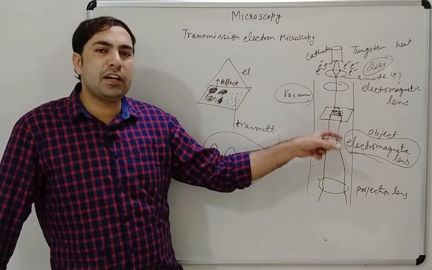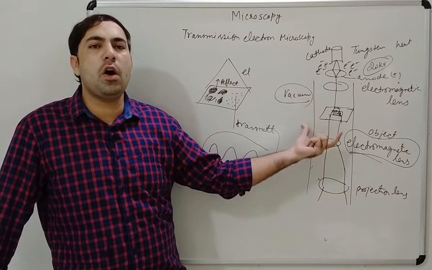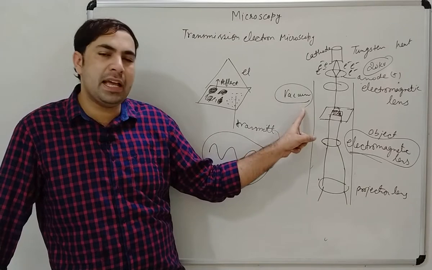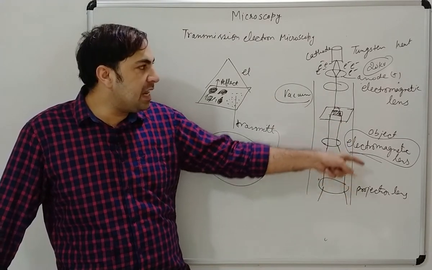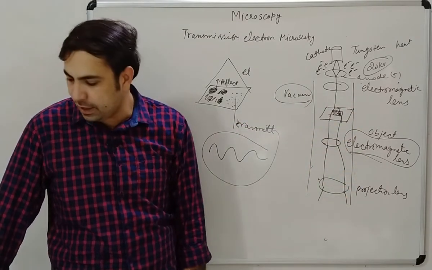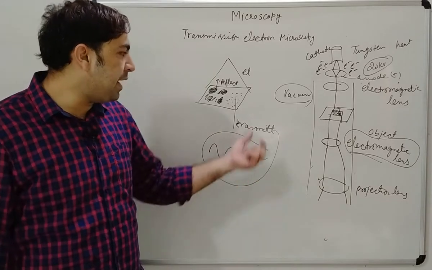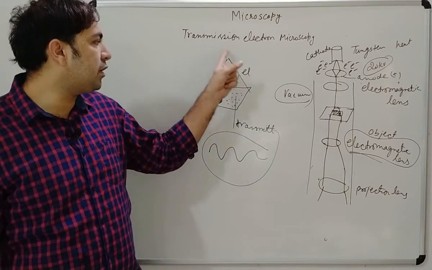This is the transmission electron microscopy, similar to our optical lens, but here we apply vacuum, and instead of the objective or eye lens, we apply electromagnetic lenses. Here you measure this up and down transmission. That's why we call it transmission electron microscopy.